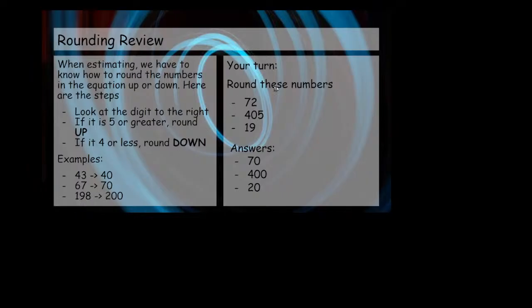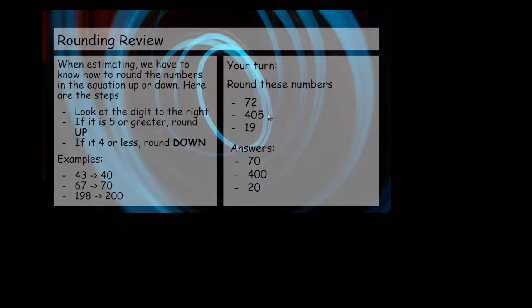Now it's your turn. Round these numbers. The answers are right here. 72 would be rounded down because the digit to the right is 2. 2 is less than 4, so we are rounding down to 70.